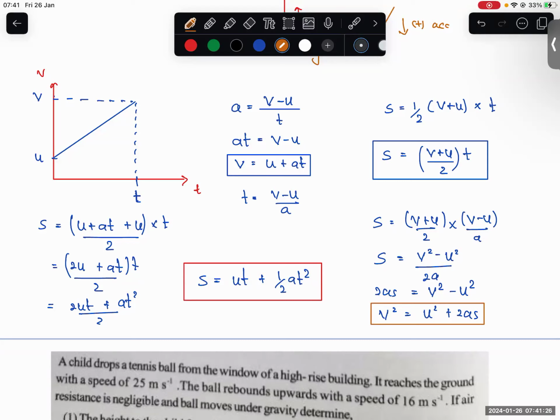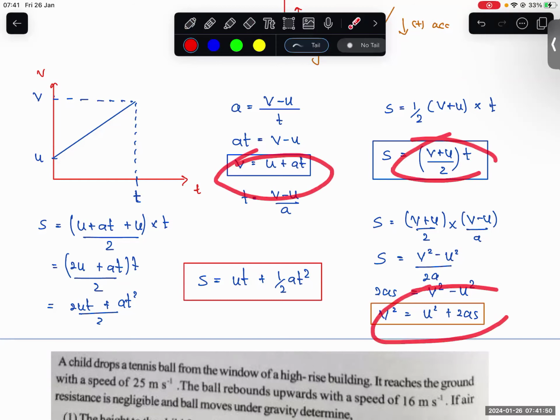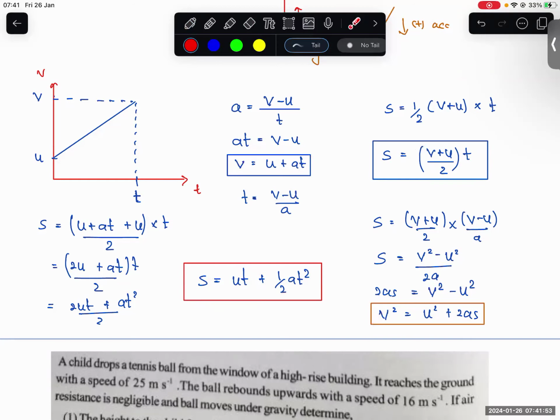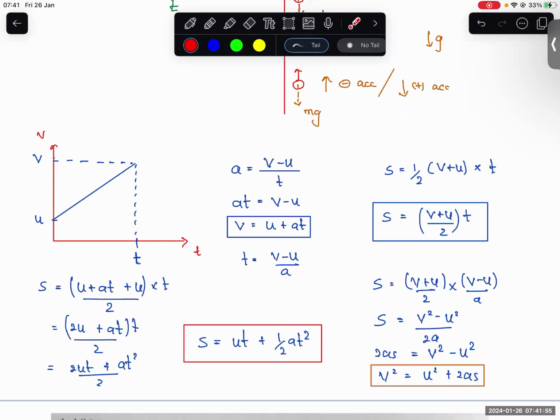There will be some fancy equations. Some teachers teach, some teachers don't. But you don't need to know them. For example, the displacement in nth second. So those are some fancy things that you might have learned. But those are not standard equations. You can't use them directly. You have to prove and use. But these 4 are the standard equations. You can just use them directly. Okay, you understand? Yes, sir.